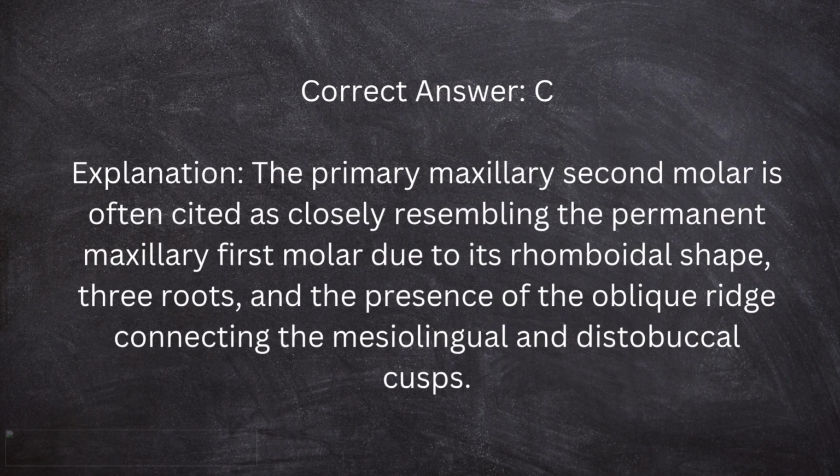Explanation: The primary maxillary second molar is often cited as closely resembling the permanent maxillary first molar due to its rhomboidal shape, 3 roots, and the presence of the oblique ridge connecting the mesiolingual and distobuccal cusps.